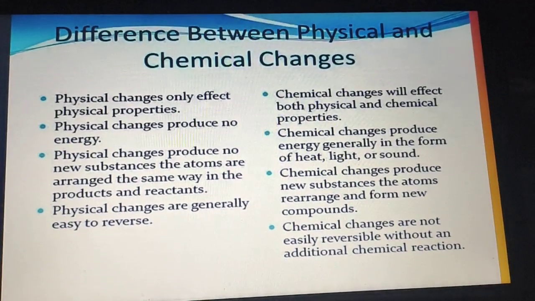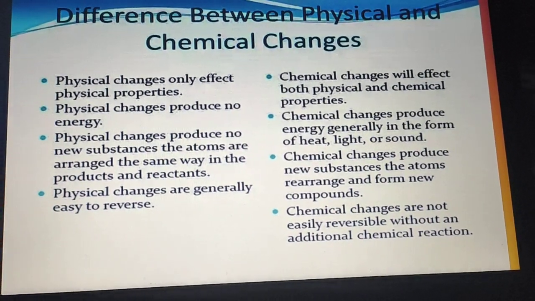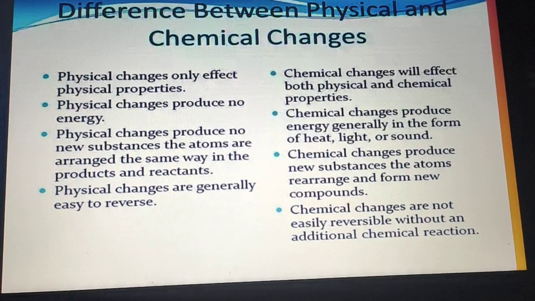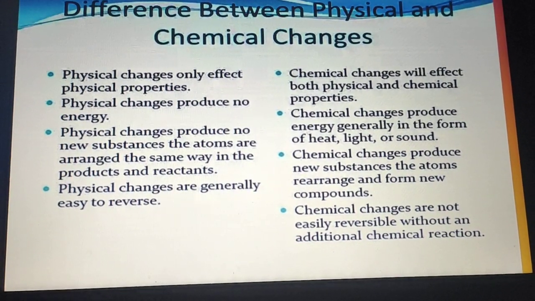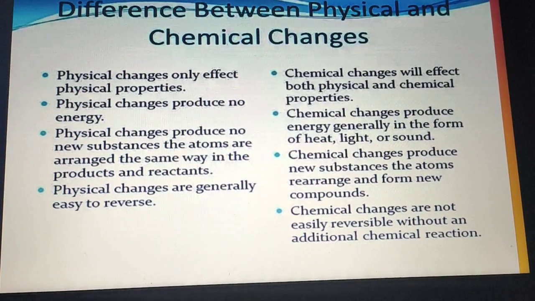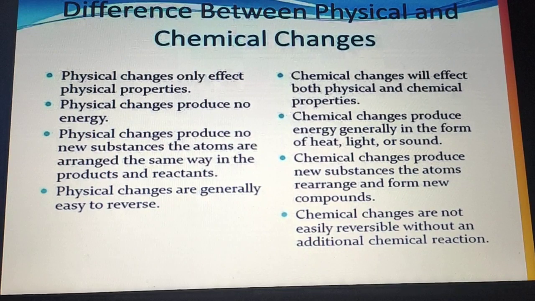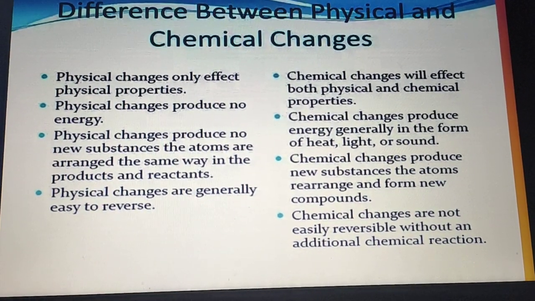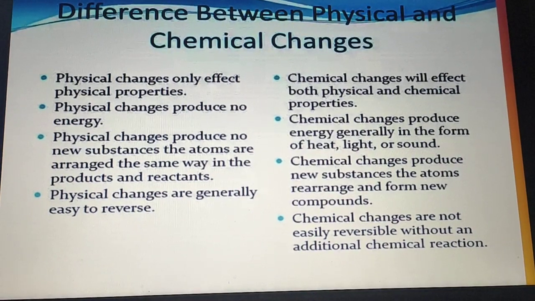Now there is a difference between physical and chemical change. Physical changes only affect physical properties. Chemical changes will affect both physical and chemical properties. Physical change produces no energy. Chemical change produces energy, generally in the form of heat, light, or sound. Physical changes produce no new substances. The atoms are arranged the same way in the products and reactants.